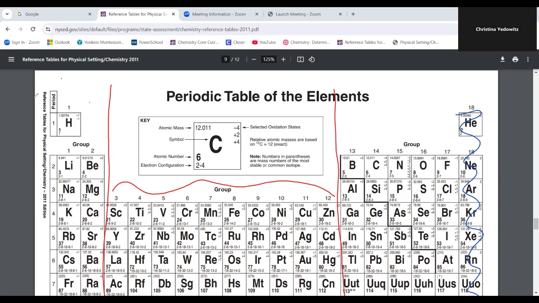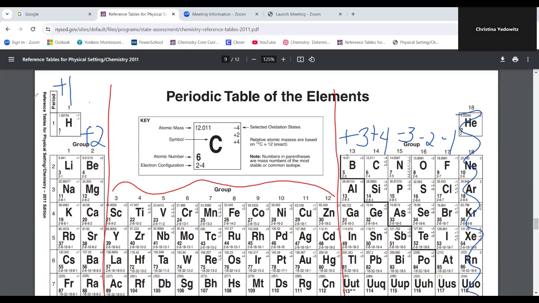It goes like this: 1 plus 1, 2 plus 2. Okay, 13 plus 3. Do you notice that the charge is lining up with the second part of the group number? Plus 4. And then at group 15, you're going to start to count backwards. So minus 3, minus 2, minus 1. Now, you do need to be able to assign these charges without looking at a table so that you can get it down pat, right?